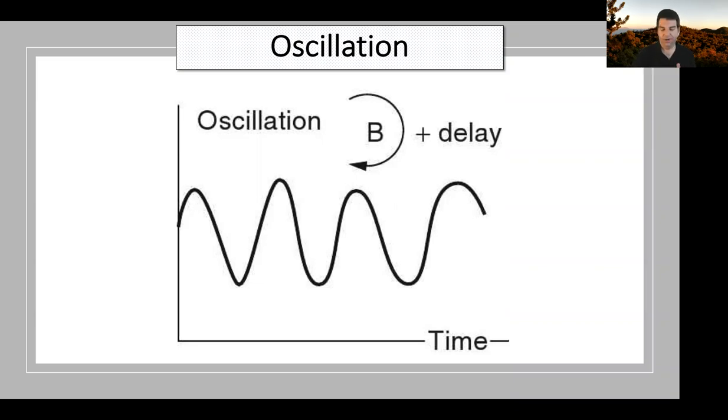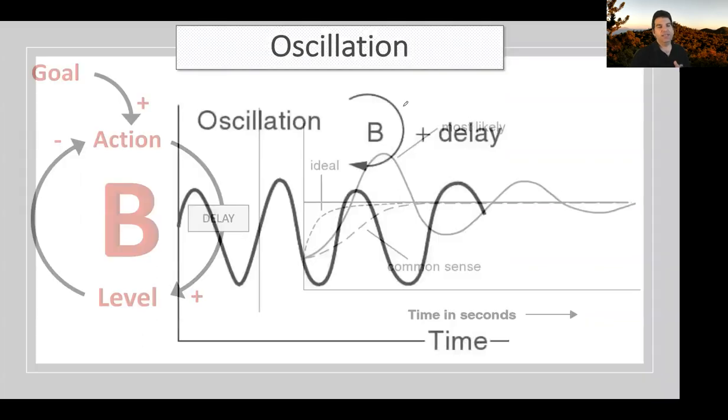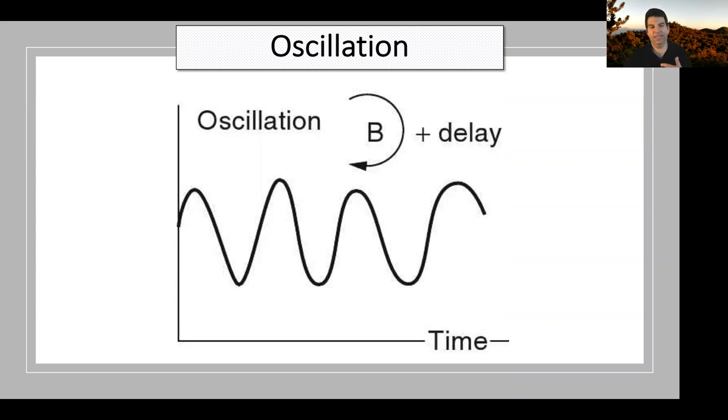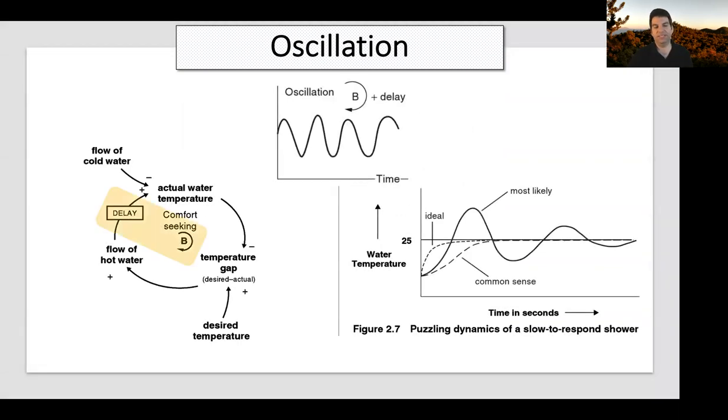So, this idea of knowing that a balancing loop with delay generates this type of behavior, this oscillation, is what a balancing loop with delay generates. And if you need a mental model for that, think about regulating the temperature in a shower where the shower water takes a very long time to respond to how quickly you turn the knob.